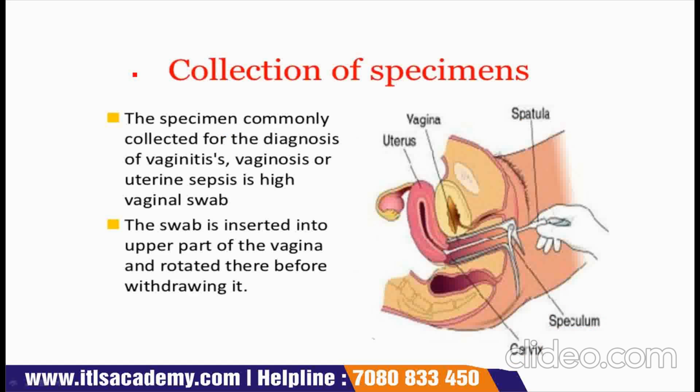Two points regarding collection of specimens are given. Let's see them one by one. First point is, the specimen commonly collected for the diagnosis of vaginitis, vaginosis, or uterine sepsis is high vaginal swab. So when there is any kind of disease like vaginitis, vaginosis, then the specimen collected is high vaginal swab.